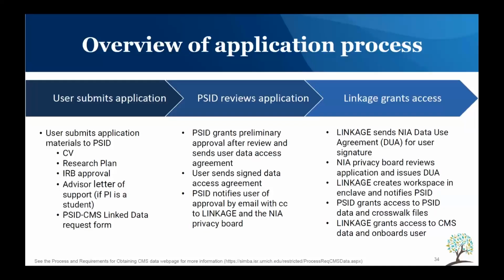The second stage is when PSID reviews the application. So PSID will look over what you sent, hopefully grant approval pretty quickly. Sometimes we might have to get back to you about things that aren't clear or need to be changed, and then there's an opportunity to revise. But once it's approved, then you're sent a data access agreement. The user signs this data access agreement, and then PSID notifies the user of their approval by email, CCing Linkage and the NIA privacy board.